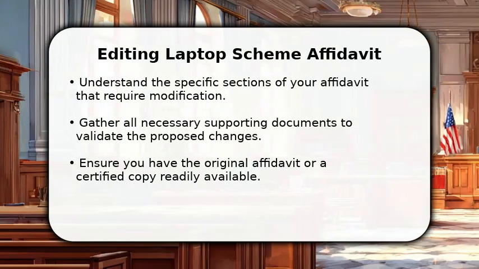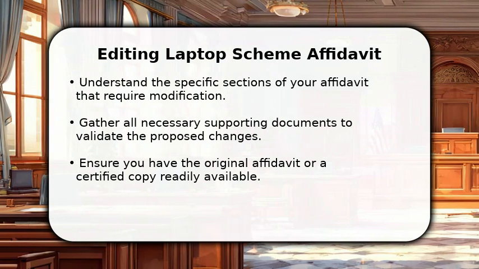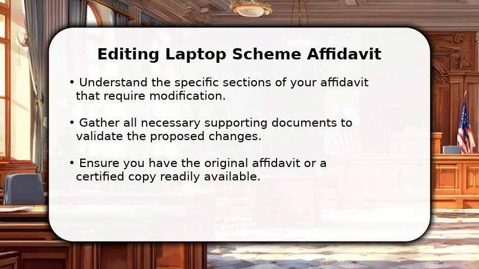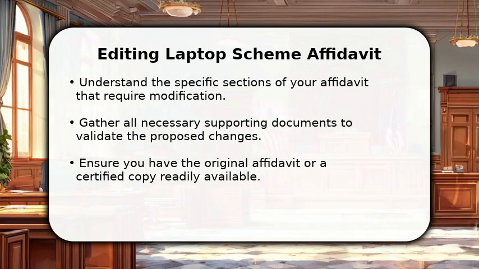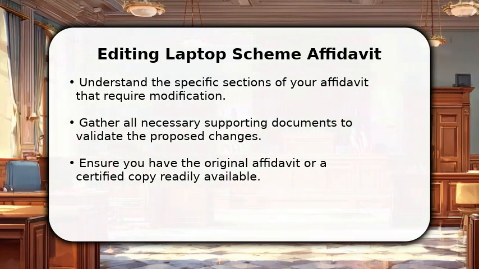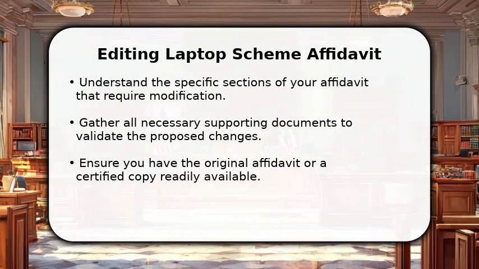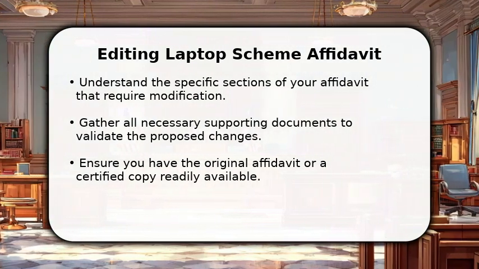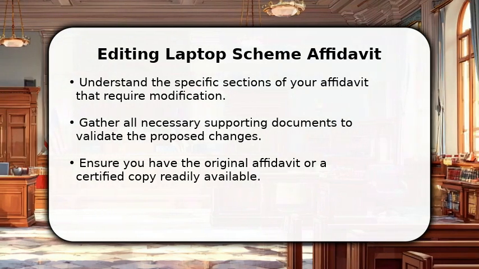In this video, I will explain how to edit an affidavit for a laptop scheme. First, carefully review your existing affidavit to pinpoint the exact information needing an update. This could involve personal details or scheme-specific data. Next, collect all relevant supporting documents, such as identification proofs or new address verification, to substantiate your amendments.